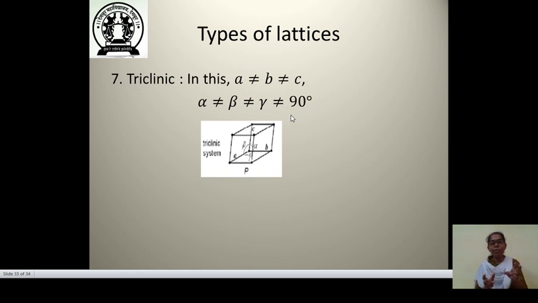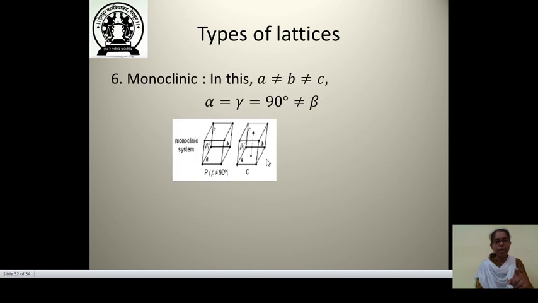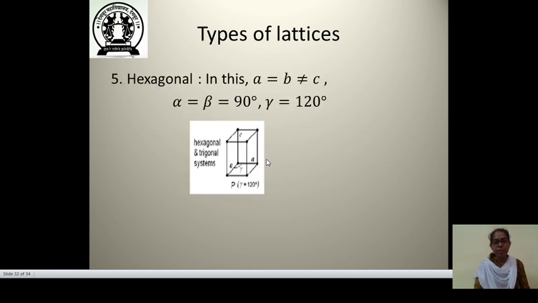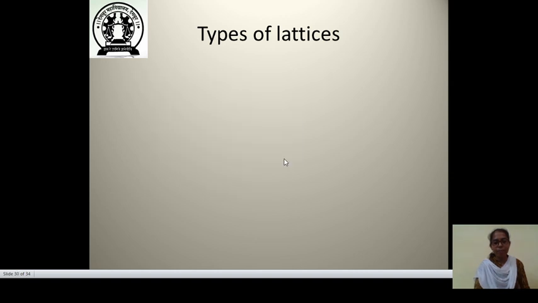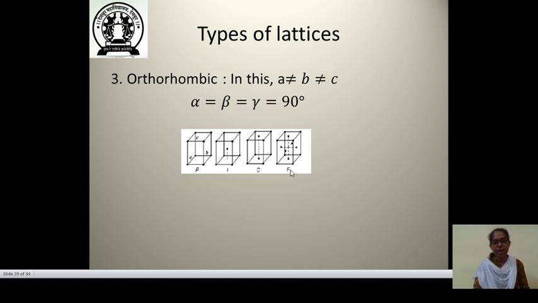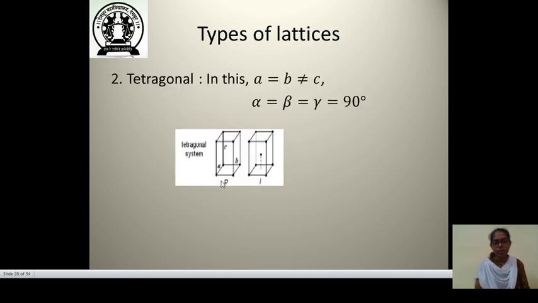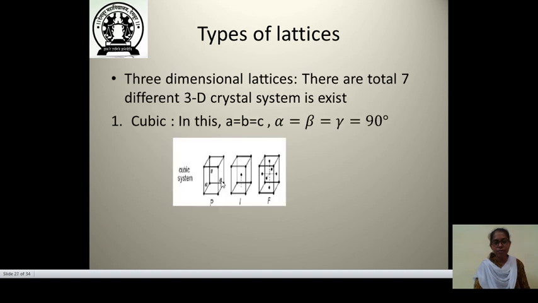I said that there are 14 Bravais lattices, but they are grouped together and classified into seven. How do I say that there are 14? Consider this is one. Here only one diagram is there. One. Second one, here two, means 2 plus 1, 3. Here 1, 4. Here 2, 6. Here 4, 10. Then 12. For P and F there are 2. Consider only 1 and here 3. Means total 14 are there.